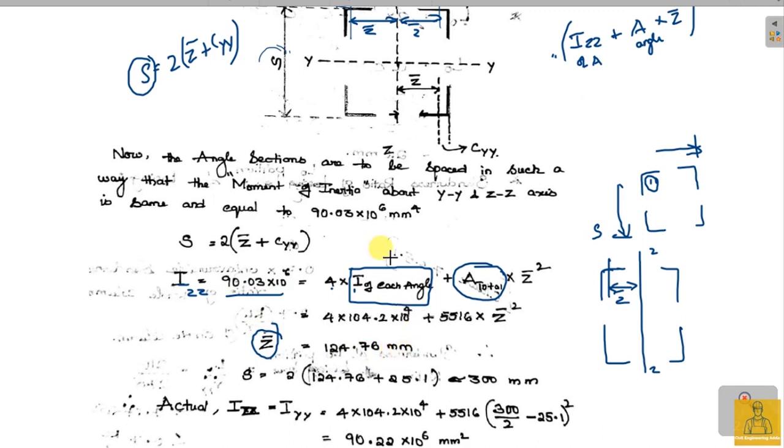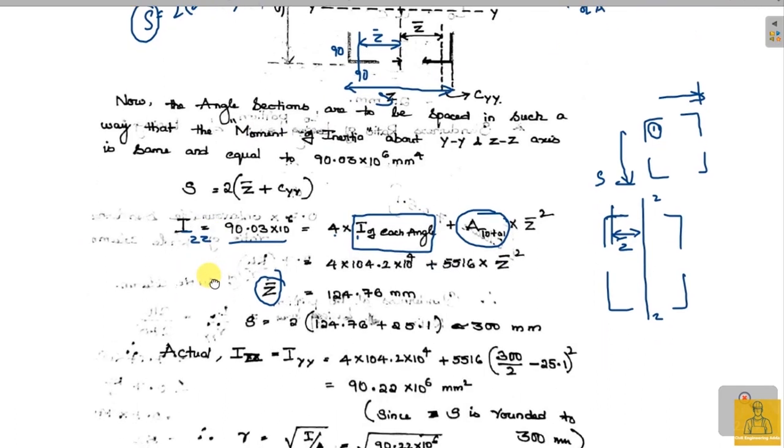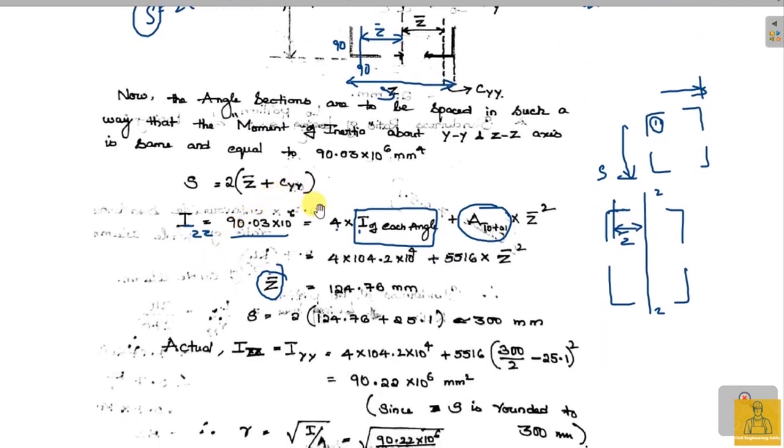124.76 mm. Remember, the angle sections we used are 90 mm by 90 mm leg length. Isn't it right? So now this value is Z bar, and this total value is S. So now we know that S is equal to 2 times Z bar plus CYY. I know the value of Z bar, so substitute that value.